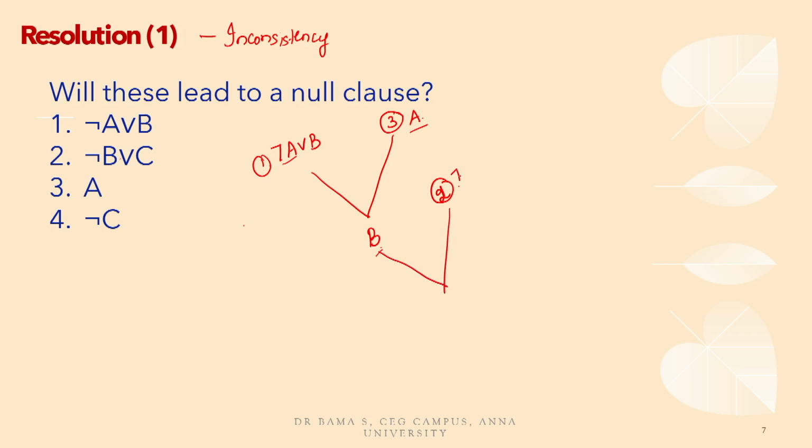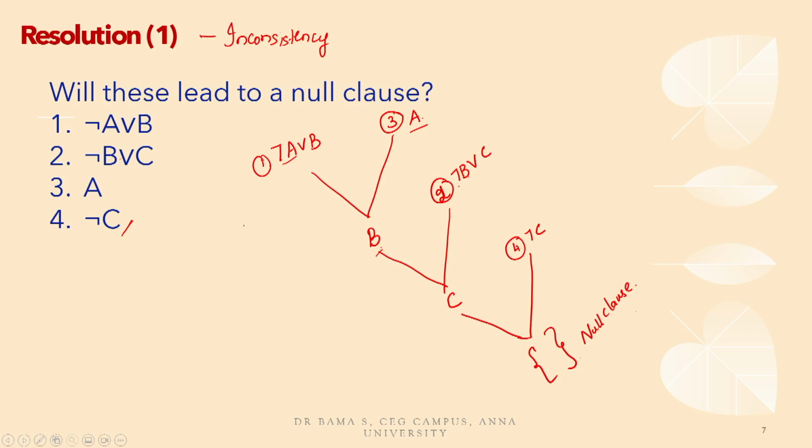2 is not B or C. So, not B and B will go away. So, we will have C, and with C we have the fourth one as not C. So, this actually would lead to a null clause. So, this is the method of resolution.